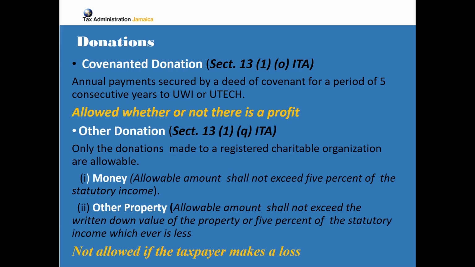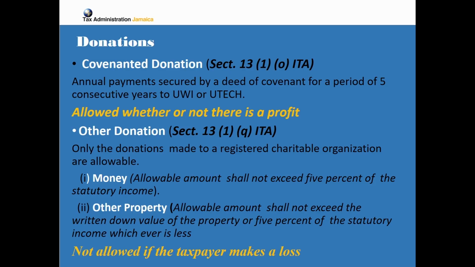Now, the other type of donation here, real quickly, is the one where you can contribute to a charitable organization, or you can contribute some money as long as the money does not exceed 5% of your statutory income. So you can contribute money. Some people even contribute property, but the property must not exceed 5% of your statutory income, whichever is less.